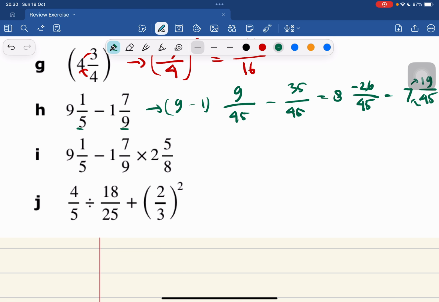Next, this is multiplication, remember? So we do the multiplication first.